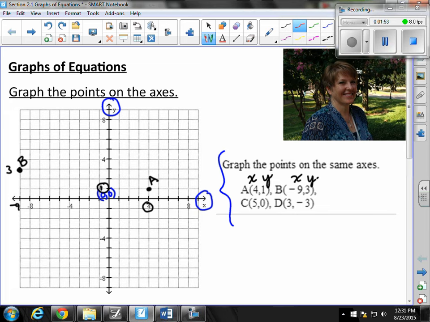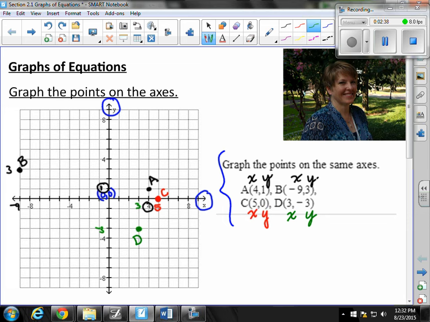Now point C has x-coordinate 5 and y-coordinate 0. 5 on the x-axis is right at that tick mark there, and a y value of 0 means it is right on the x-axis. So that's going to be my point. I'm going to label it C. And our last point here is (3, -3). X-coordinate 3, y-coordinate -3. So again, I find x is 3 on the x-axis and y is -3 on the y-axis, and I look at where those two intersect, and that's my point D.